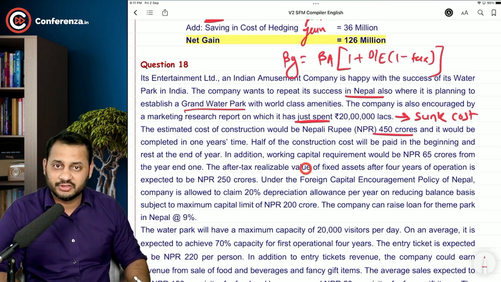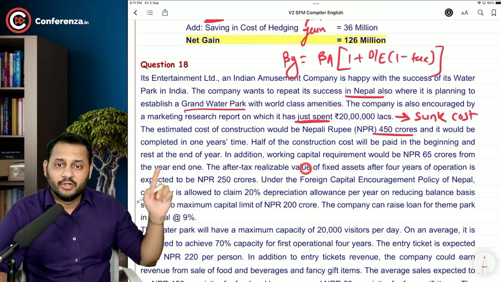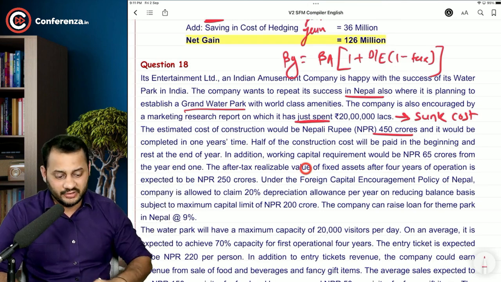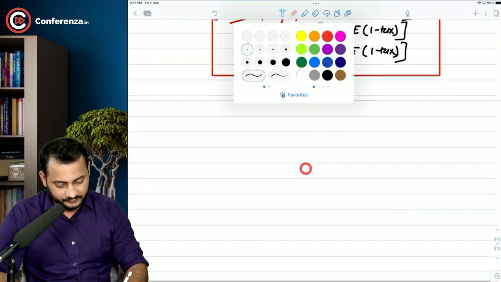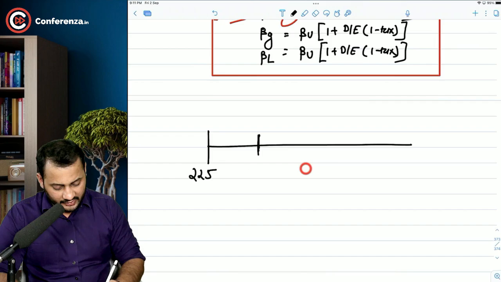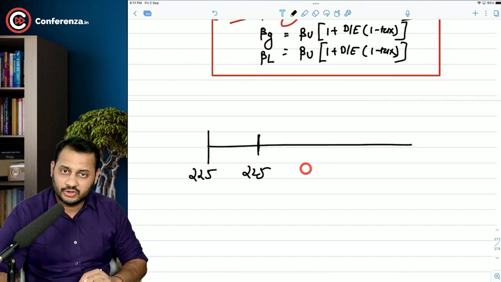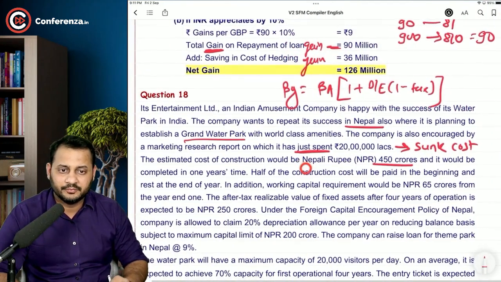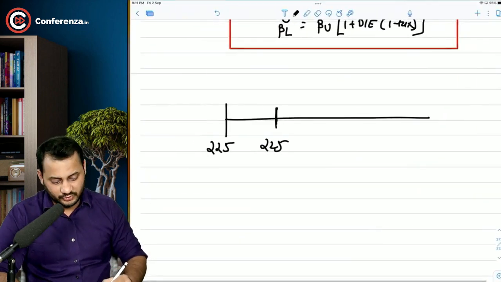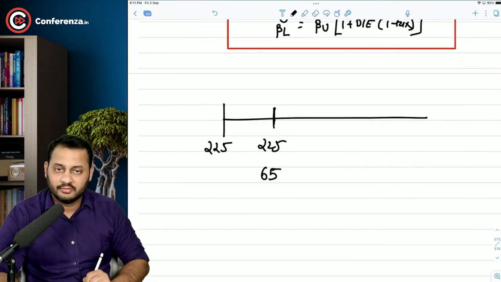So this is a construction cost. It would be completed in 1 year's time. Half of the construction cost will be paid in the beginning and rest at the end of the year. So you will pay 225 here, 225 here as a construction cost. Total 450. Okay. In addition, the working capital requirement would be 65 crores from the year end 1. So 65 crore rupees here. Got it?